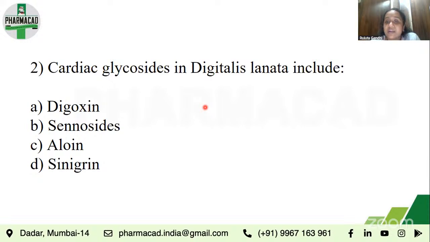Cardiac glycosides in Digitalis lanata include what? Sorry, it is not in italics; it has to be added in italics. If you see the options, it is very clear here. First is digoxin. Sennosides are generally present in senna. Aloin, from the name itself, you can make out is in aloe vera. And sinigrin is present in mustard. So the answer to this is very clear, and it is digoxin.